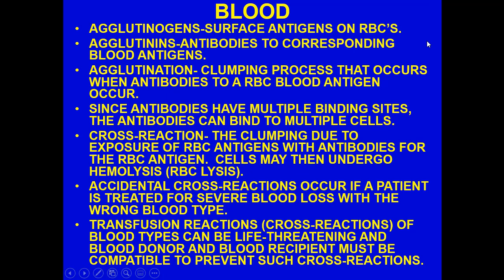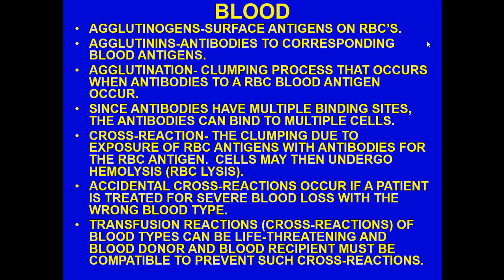Now, let's talk a little bit more about this. Agglutinogens are surface antigens on the red blood cells. Agglutinins are antibodies to corresponding blood antigens. Agglutination is the clumping process that occurs when antibodies to the red blood cell antigen are present. They have multiple binding sites, so they will bind together with several neighboring blood cells, forming a sort of clump. Since antibodies have multiple binding sites, you're going to have lots and lots of antibodies binding to more and more cells.